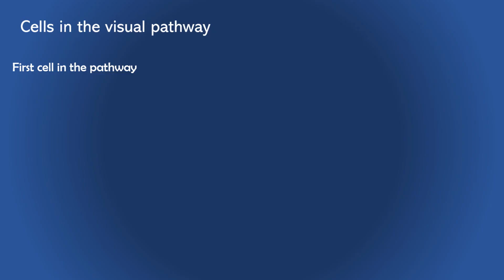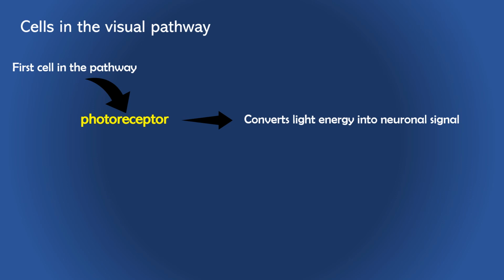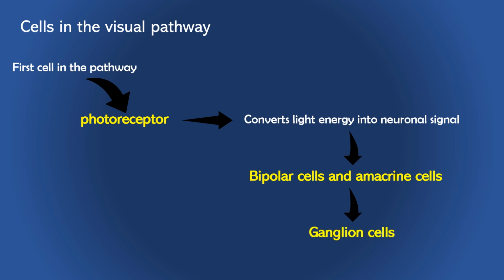The first cell in the pathway, a special sensory cell, the photoreceptor, converts light energy into a neuronal signal that is passed to the bipolar cell and the amacrine cell, and then to the ganglion cell, and the axons of the ganglion cell exit the retina via the optic nerve.